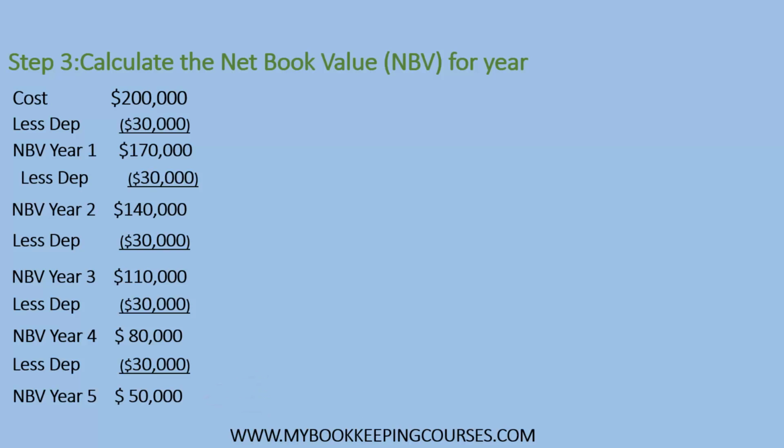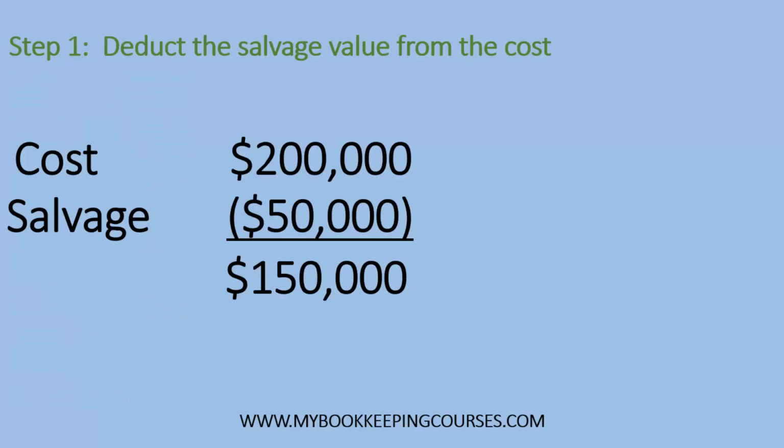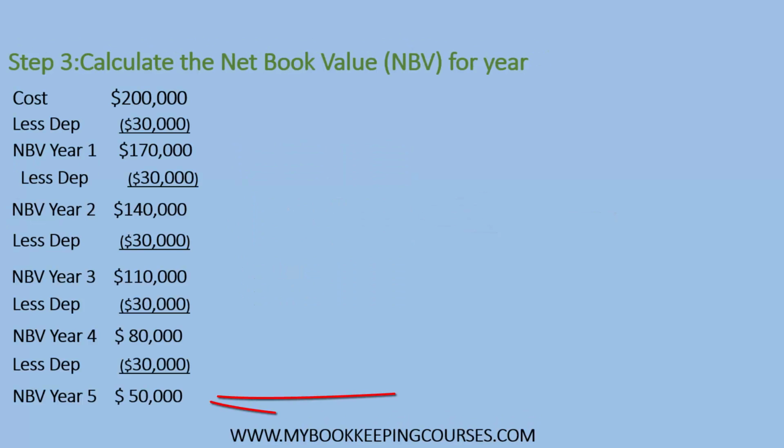Now this 50,000 is the residual value, and when you depreciate you always need to end with the residual value. And if we just hop back a little bit, we remember that our cost minus our salvage gives us the depreciation amount, and our salvage is 50,000, which is our net book value at the end of the year. Now what does this mean for depreciation?